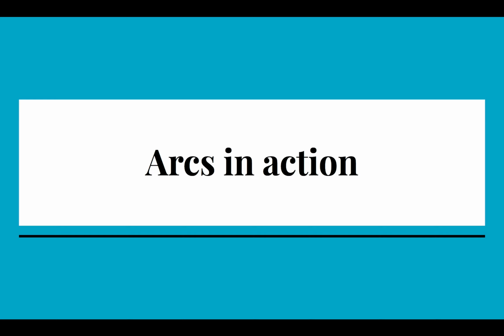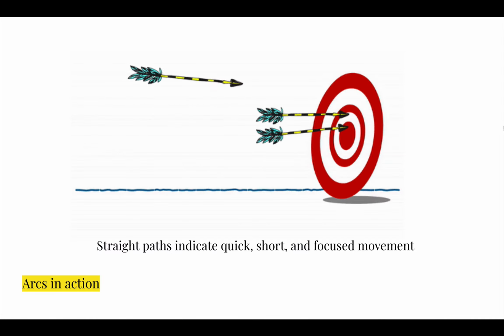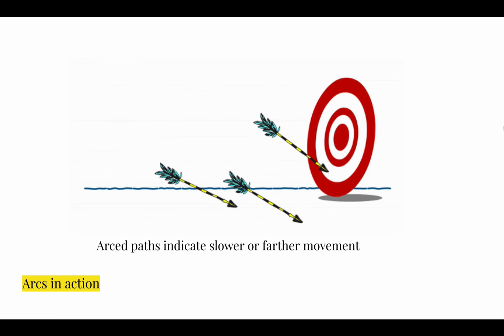Arcs are also very important in determining the nature of different kinds of action. For instance, if you've got an object that's moving in a straight path, that usually indicates that it's moving very quickly or over a short amount of time, and it's got a very focused kind of movement. However, if you wanted to slow the object down and show that it's moving over a longer distance, then you would have that object following an arced path.